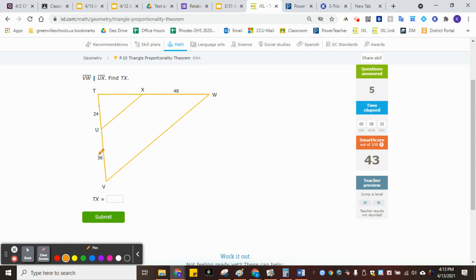So this one, 24 times what gives me 36? Not as obvious. I'm not sure. I'm not going to lie. I don't know. But we know these two are parallel, so we can set up our proportion and figure it out. So I'll let this one be x. The top, 24 and x. And then the bottom, 36 and 48.